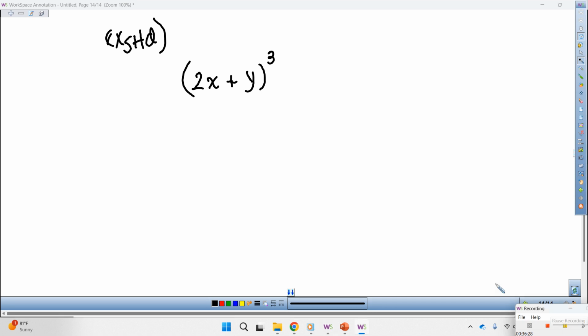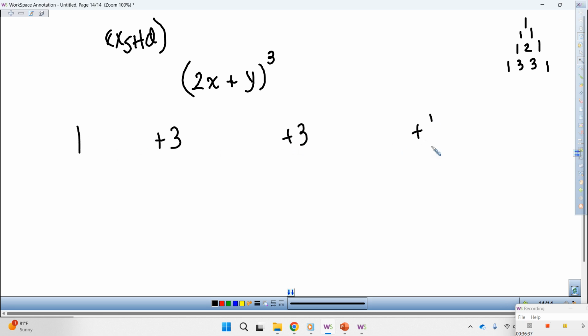Let me record this. Sammy, walk us through the process. What do I do first? Triangle. All right, so I go 1. Where do I stop? 3, 1, 3, 3, 1. So I got 1 space plus 3 space plus 3 space plus 1. I'm using these numbers. Okay.